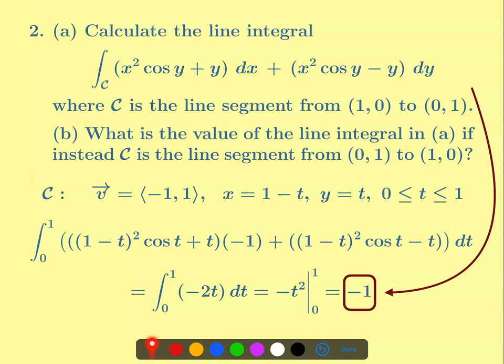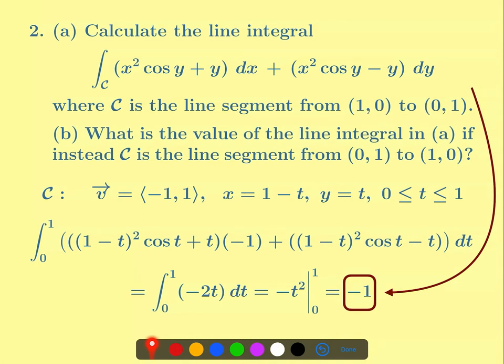And what about part B? Well, here we want to go in the opposite direction. How can we go in the opposite direction? Notice when I plug in t equals 0 here, we're at the point (1, 0). When I plug in t equals 1, we're at the point (0, 1). So t going from 0 to 1 was telling us that we're going from this point to this point.